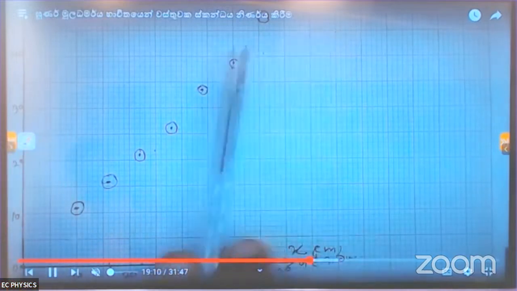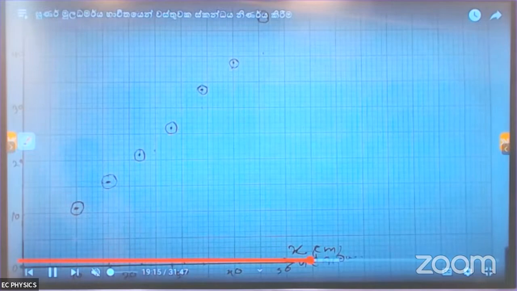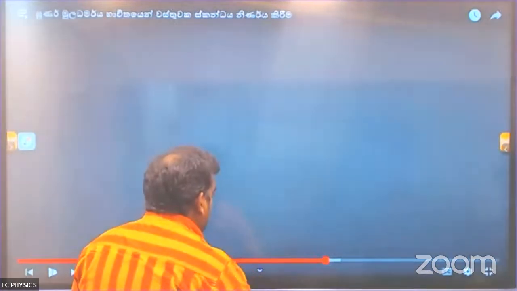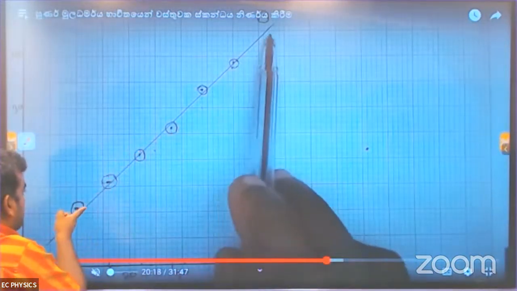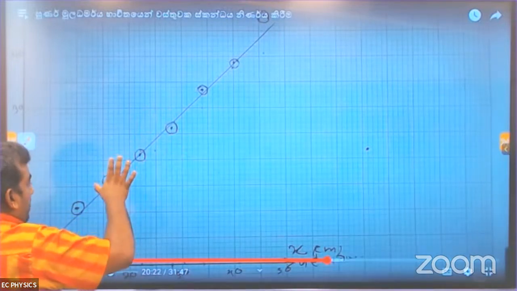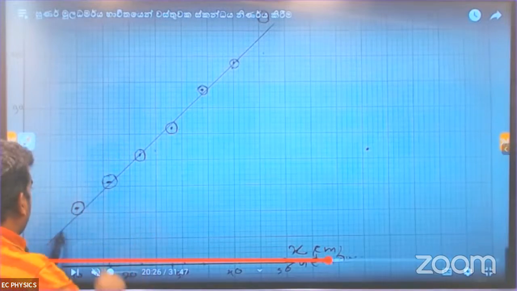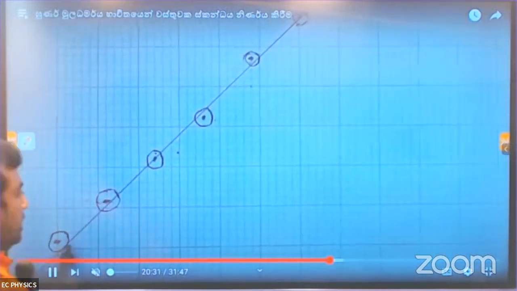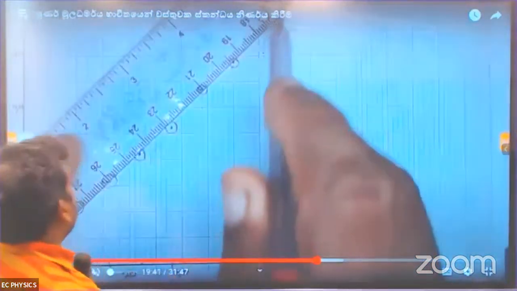Best fit graph will uniformly distribute the points above and below the graph. So when you draw the best fit graph, check and see the number of points above and almost an equal number of points below. You're uniformly distributing the points. You're not joining all the points, you're uniformly distributing the points.